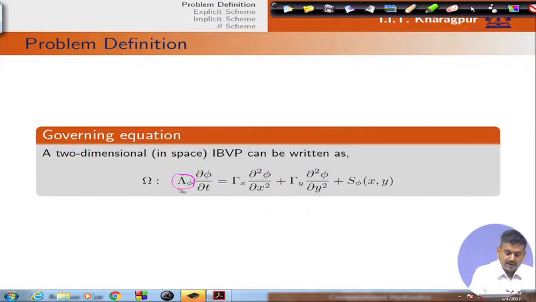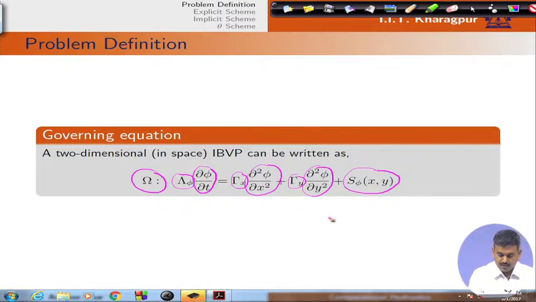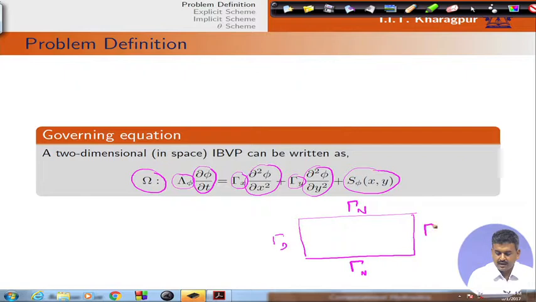So, we can write it as coefficient del phi by del t, gamma x del 2 phi by del x 2, gamma y del 2 phi by del y 2, and this is again the sourcing term, and this is valid for omega, that is for our interior domain of the problem. We are considering a two-dimensional system where on top we have Neumann condition, on bottom we have Neumann condition, and left we have Dirichlet, right we have Dirichlet kind of condition.